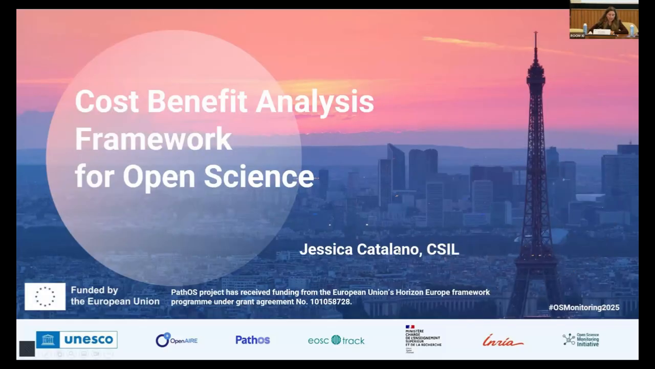Vincent was very clear in stressing the need to have an interpretative model, because indicators per se can be without meaning if you do not have a model in your mind that helps you understand what is behind the number or the indicator. So we will see how this problem is addressed in the next presentation by Jessica. She will present the framework of cost-benefit analysis that we developed for open science. Floor is yours.